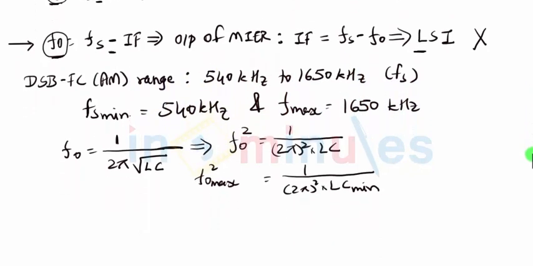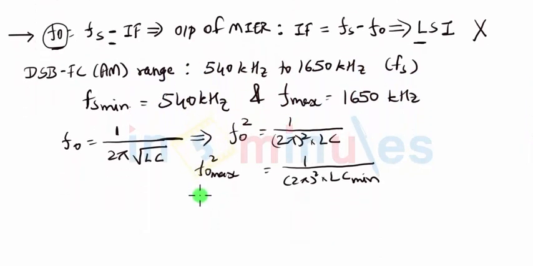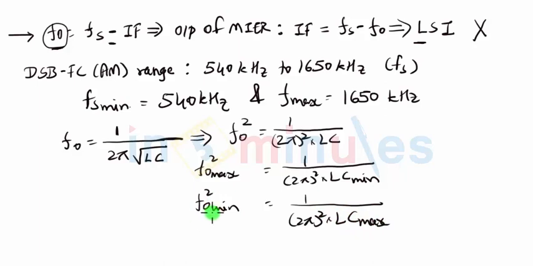And on the other hand, if I want to generate the minimum value of Fo, then Fo minimum will be equal to 1 upon 2 pi root L C max, because Fo will be minimum if the capacitor is maximum. That is because Fo and capacitor are inversely proportional to each other.